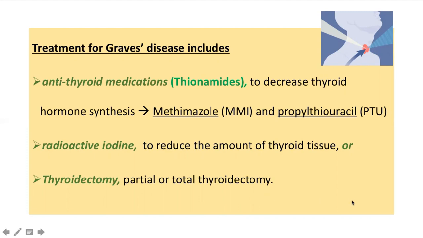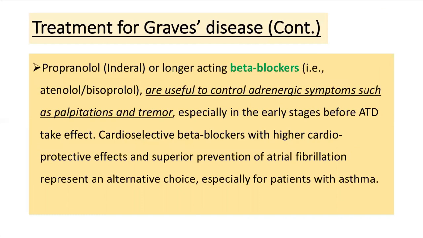There are cons and pros for thyroidectomy, which is not our topic now; you will take it in surgery, God willing. Also very important in the treatment of Graves' disease are beta blockers such as propranolol or Inderal. They are useful to control adrenergic symptoms such as palpitations and tremors. Cardioselective beta blockers with higher cardioprotective effects and superior prevention of atrial fibrillation represent an alternative choice, especially in patients with asthma.